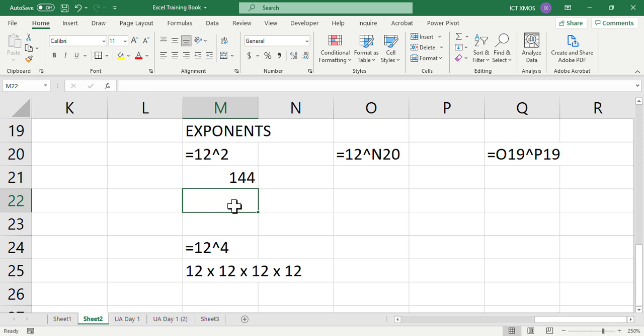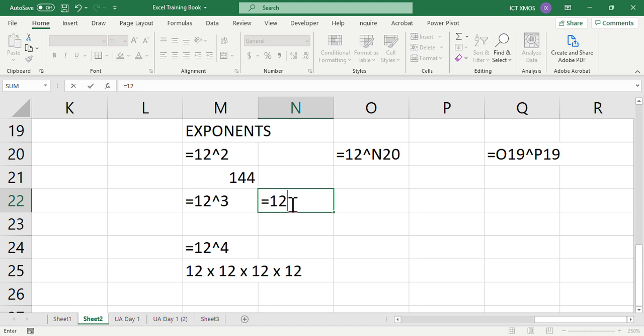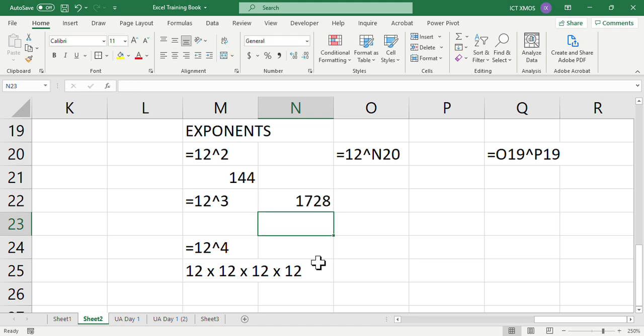So if it was 12 raised to power 3, this is the power 3. If you enter it, look at what it's going to give you: 1,728. So that's how it goes. It increases by the number of 12 times 12 times 12. So that's what it's giving us.